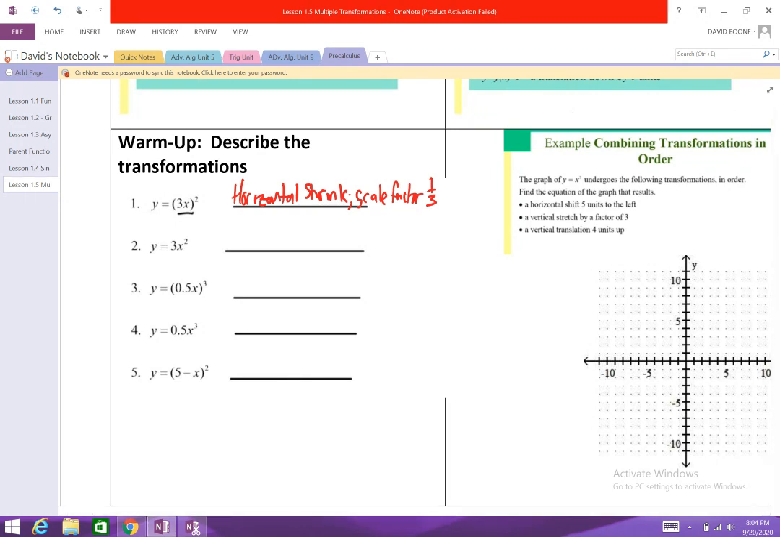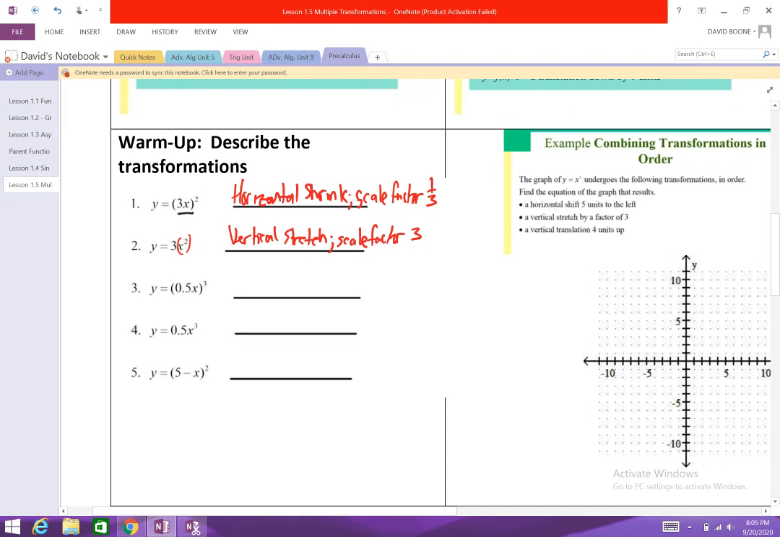And number 2, we notice there are no parentheses. It's outside the parentheses. In fact, if you really wanted to, you can put it like that and say that there's the x squared. The 3 is outside, so that's affecting it vertically. And if it's outside the parentheses, it does it as is. You don't have to think opposite. So this is a vertical stretch, and the scale factor would be 3.